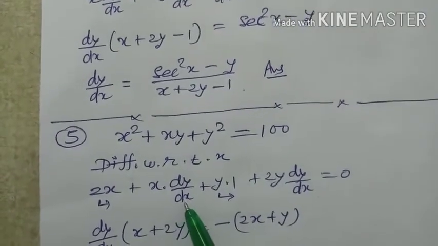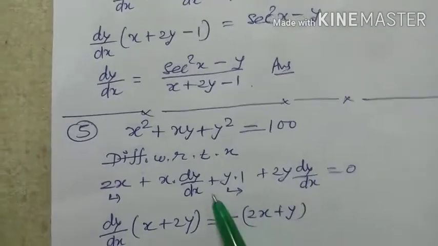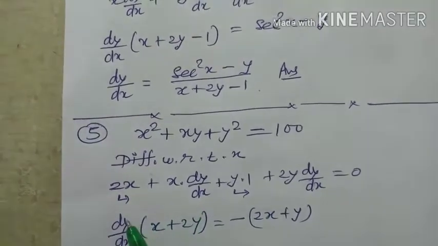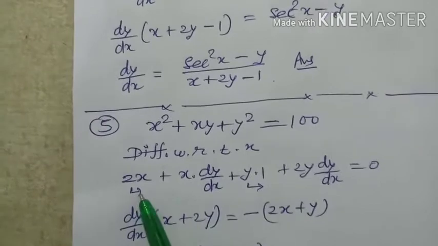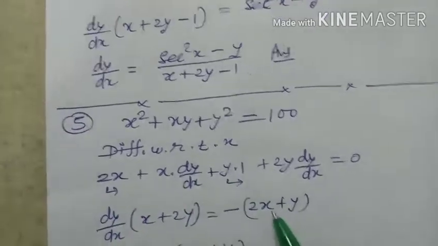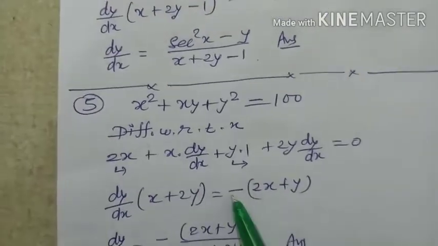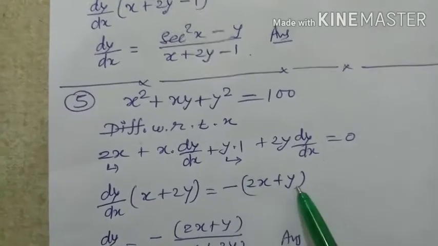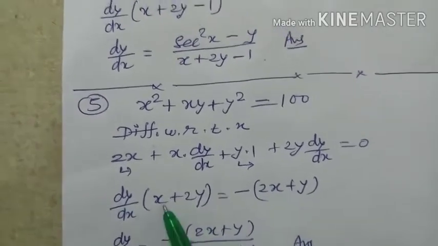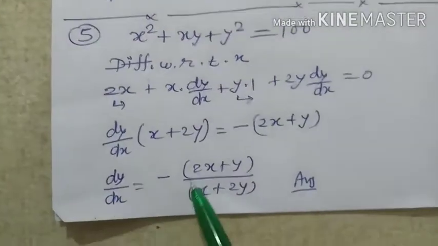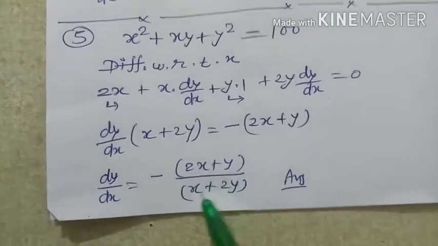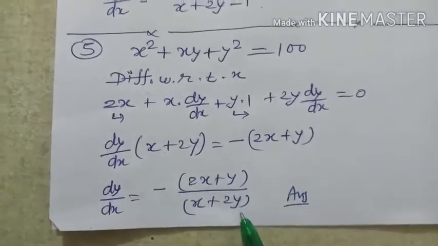Here dy upon dx is present in the second and fourth terms. From the second and fourth terms, dy upon dx is common, so x plus 2y remains, and 2x plus y transfers to the right side, so both will be negative. Here minus sign is common, so 2x plus y, it means both will be positive. Now throw this bracket on the right side, so you will get dy upon dx equal to minus 2x plus y upon x plus 2y. This is the answer.